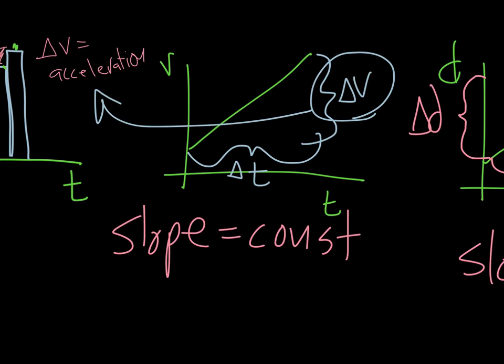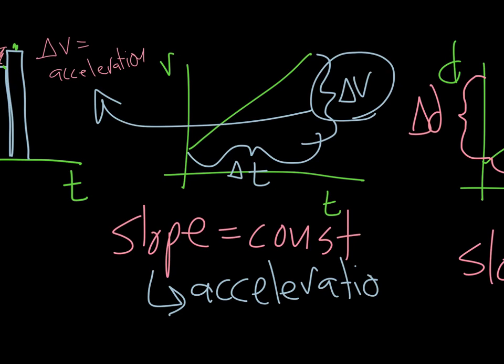Acceleration. Change in velocity is acceleration. So on a velocity time graph, the slope tells us acceleration. Did everybody see how I got that?